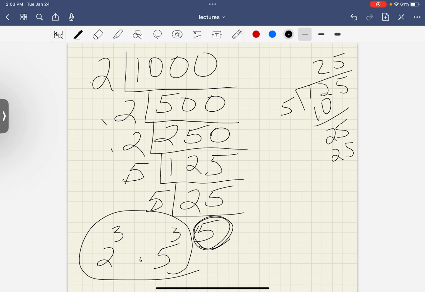Okay, so the only difference is writing it with the exponents instead of writing 2 times 2 times 2 times 5 times 5 times 5. So we've done that before, but now you're going to be able to write it with exponents. All right, next.